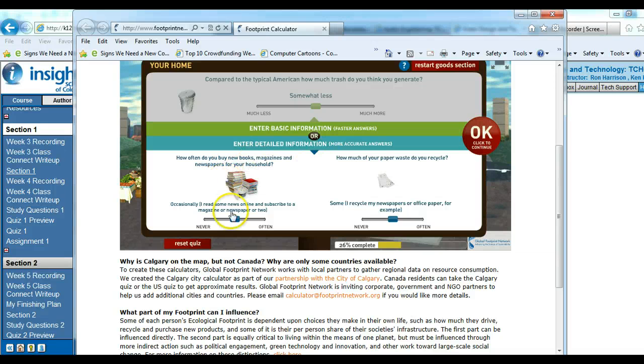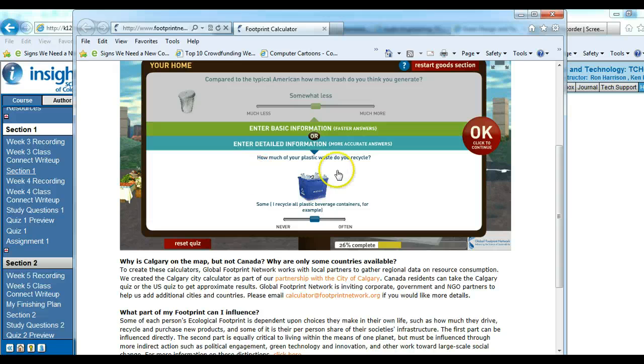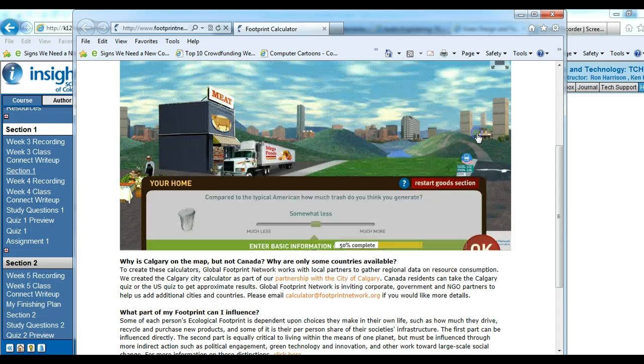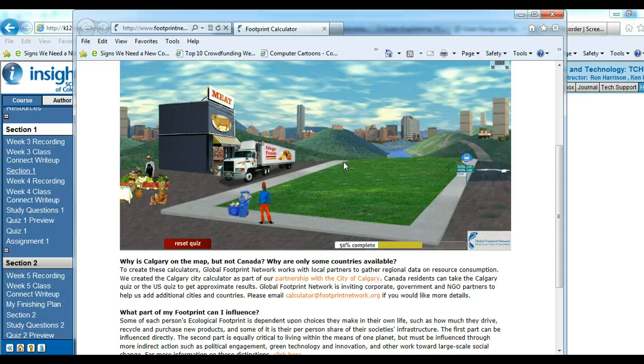How often do you buy new books, magazines, newspapers for your household? Really never. How much paper waste do you recycle? My family recycles pretty well, so I'm going to go right here. We recycle paper, cans, glass, all kinds of things. How much of your plastic waste do you recycle? We recycle probably not 100%, but probably right around in here. So we're working through all of this.